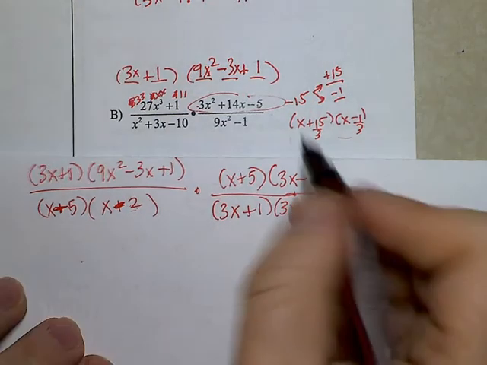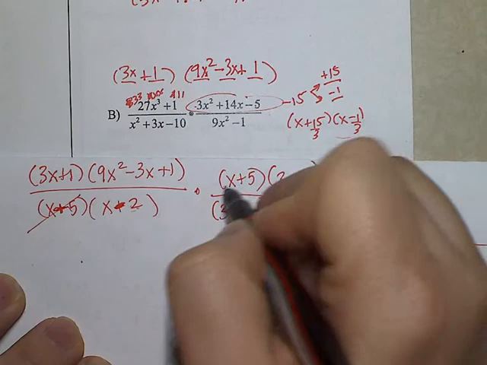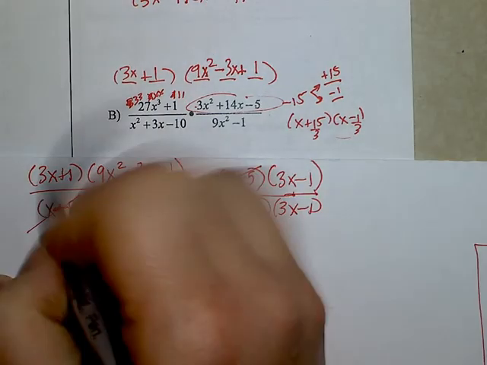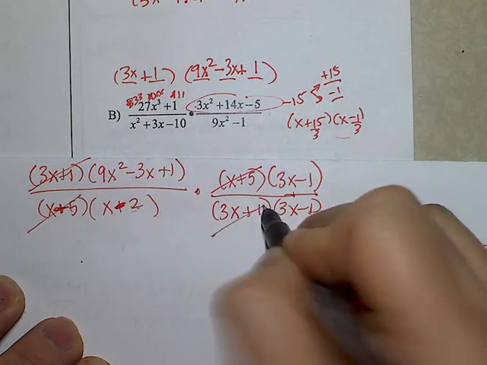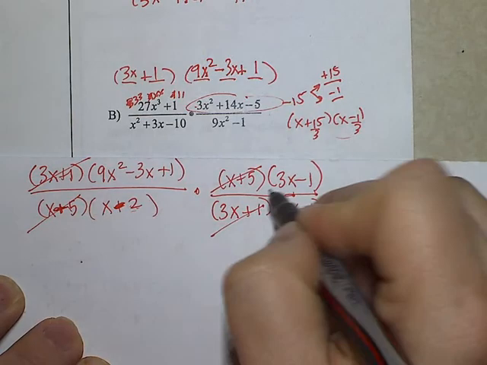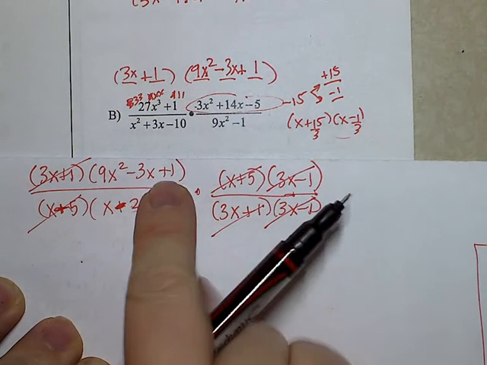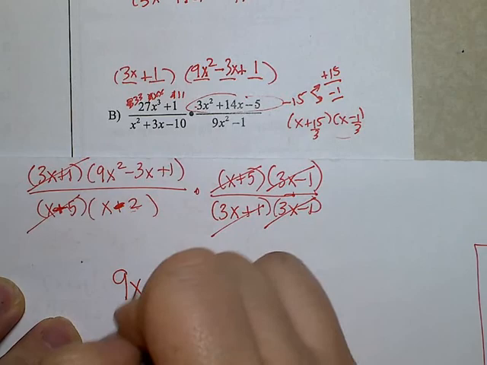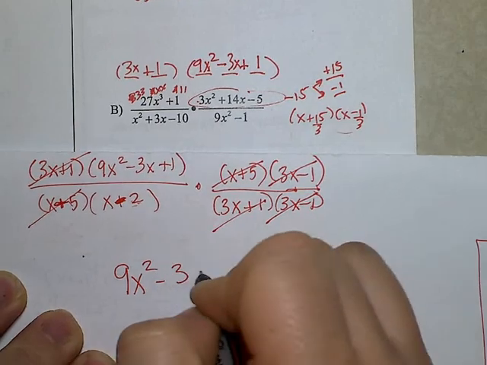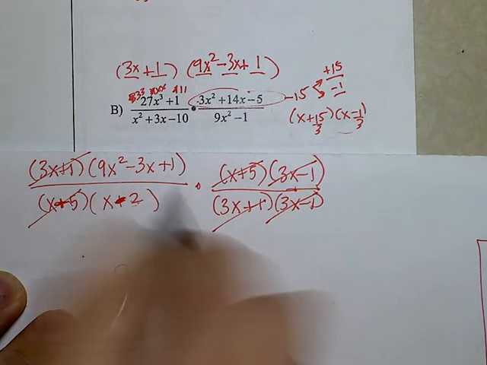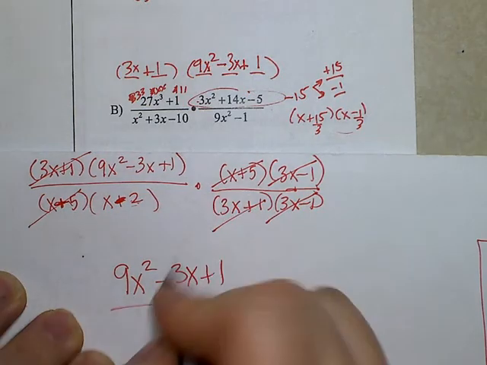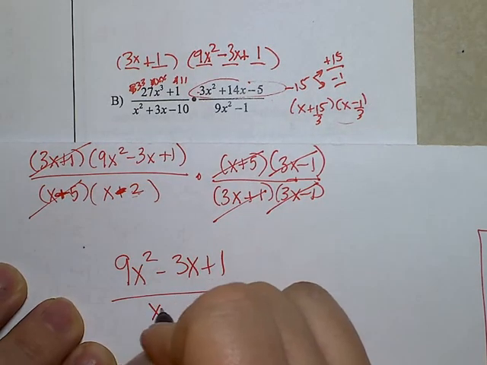Okay, x plus 5 and x plus 5, 3x plus 1 and 3x plus 1, 3x minus 1 and 3x minus 1. You'll be left with the trinomial 9x squared minus 3x plus 1 on top. And on the bottom, you're left with the factor x subtract 2.